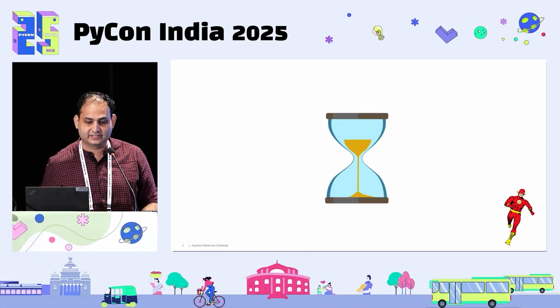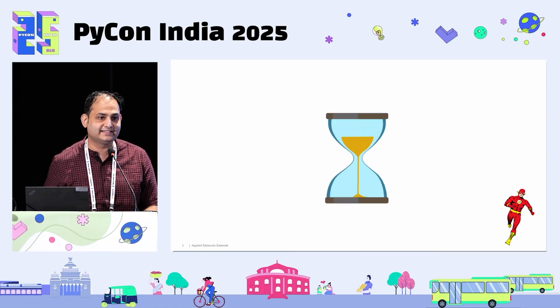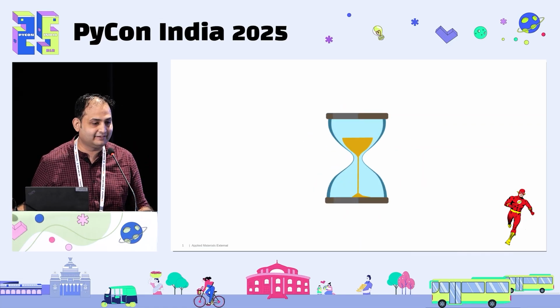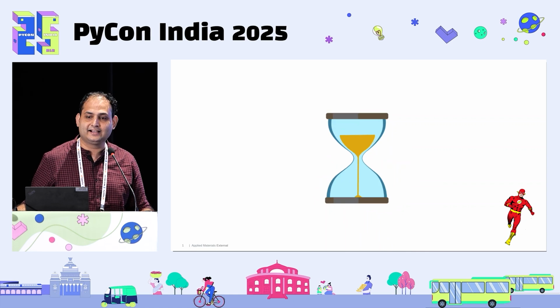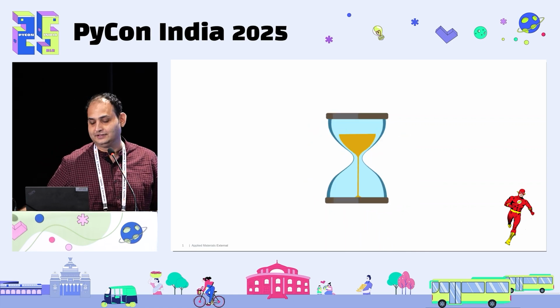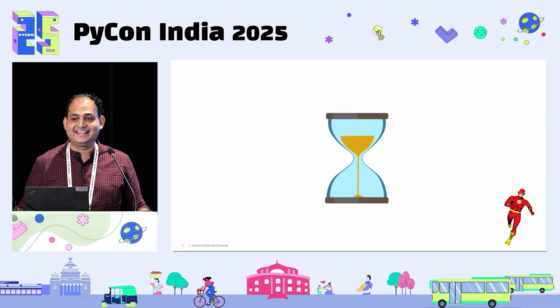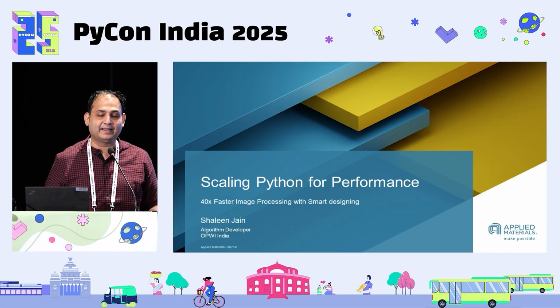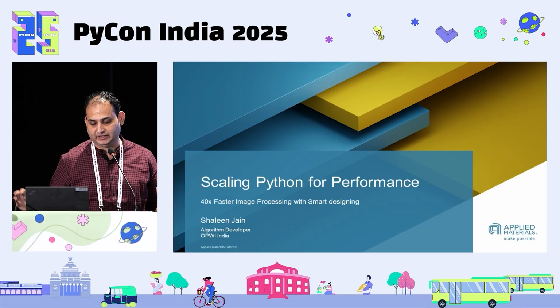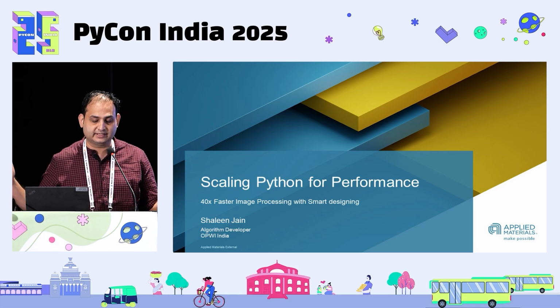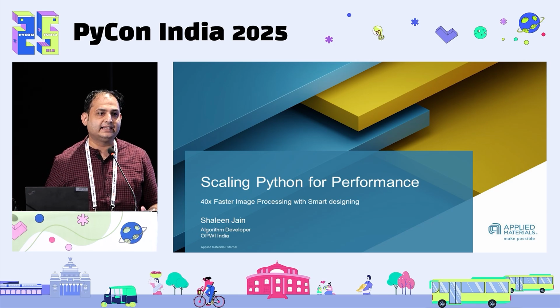I know this is a post-lunch session, but I'll try to be as interactive, as fiery as I can. What does this slide represent? This hourglass is what we do. The flash is what production wants. Now, my topic for today is scaling Python for performance, a 40x faster image processing with smarter design. I'll go into detail on every term of it.